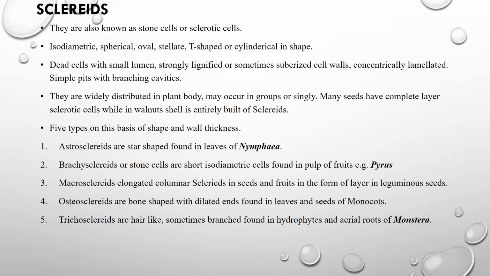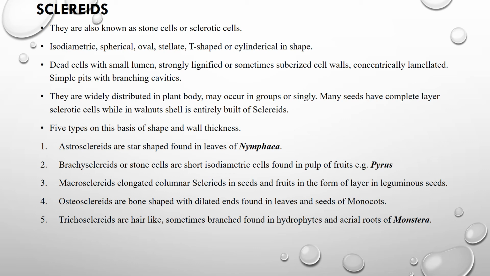Concentrically lamellated cell walls are present in these cells. Simple pits with branching cavities are also present in the walls of the cells. Sclerids are widely distributed in the plant body. They may occur in groups or singly. Many seeds have a complete layer of sclerotic cells, while a walnut shell is entirely built up of sclerids.